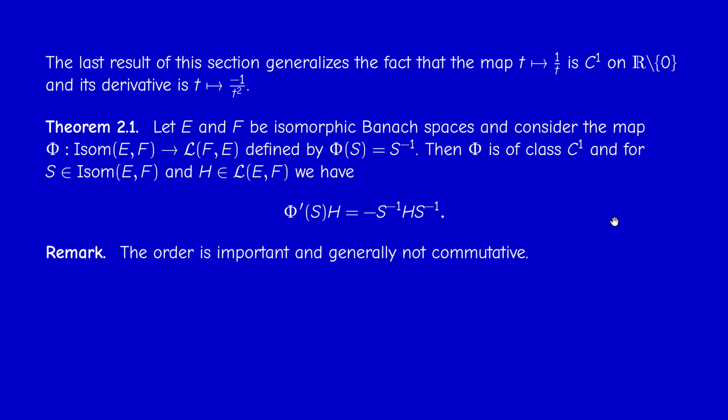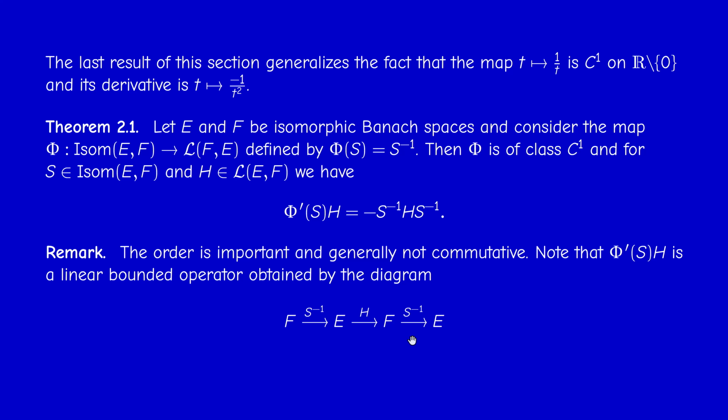Now, just to understand what's happening here, this composition map is really from F to E because we start from S minus 1, then H, then S minus 1. The first S minus 1 takes me from F to E because S takes me from E to F. So S minus 1 takes me from F to E, and then H takes me from E to F, and then back to E again. Okay. So this is very important.